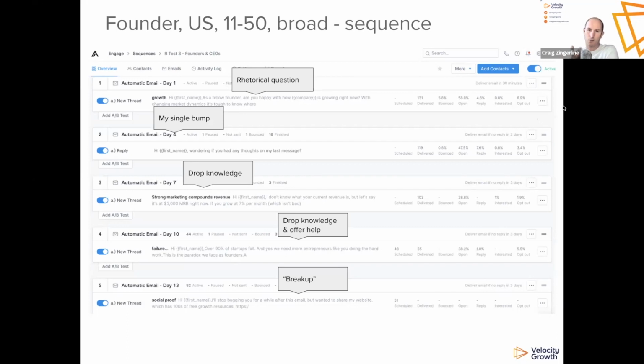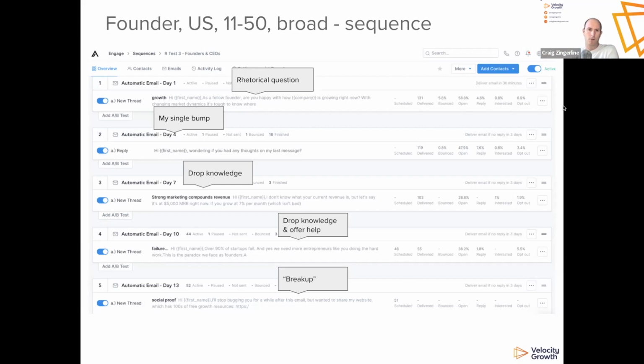Email 1, I ask a rhetorical question. So, hi, Dima, as a fellow founder, remember, these are founders, that's my targeting. As a fellow founder, it's personalized. Dima, are you happy with how Velocity Growth is growing right now? Rhetorical question. With the market dynamics changing, it's tough to know what to do with a company right now if you're feeling volatility from the market. Then it's normal and it's cyclical and it happens, but I was trying to dig in and lean into that.